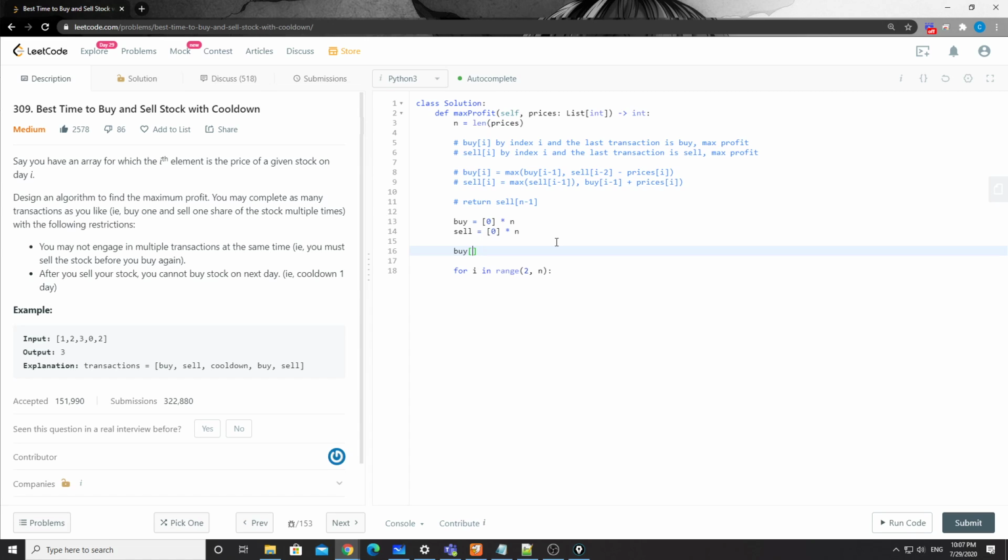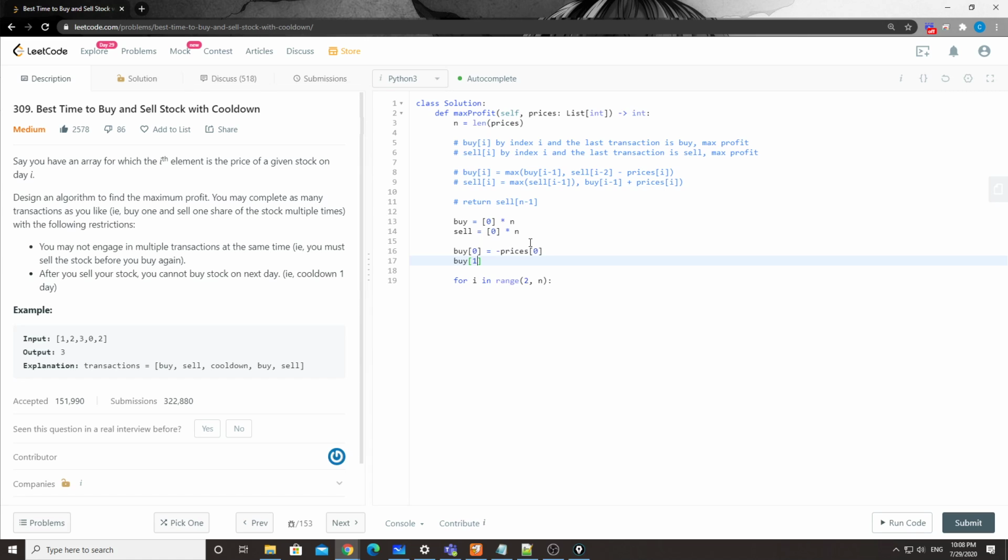Okay, so what's going to be buy[0]? With buying at 0, the buy[0] is obviously we just buy the first stock, right? That's going to be our max profit. That's going to be minus prices[0], right?